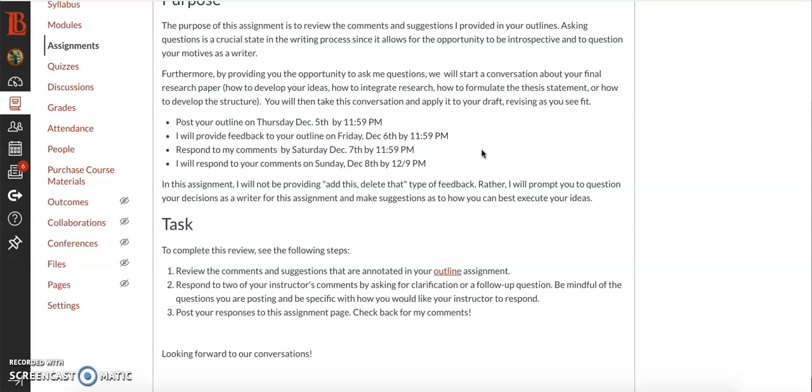So you should have a general understanding of what you need to work on between this Saturday coming up, December 7th, and next Friday, December 13th. That's when your paper is going to be due, the final draft. So again, the point of this specific week is for you to complete your outline, look at the feedback and respond to the feedback I've given you, and essentially create a conversation with me regarding your paper.